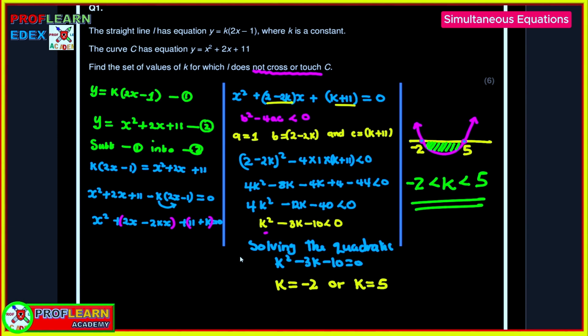So the takeaway that you should grasp from this question is that if you are told the lines do not intersect, the lines do not touch, then it means the discriminant is less than 0. But if you are told they intersect at two distinct points, it means the discriminant should be greater than 0. We are going to see cases of such kind of questions. We need to move to the next question.